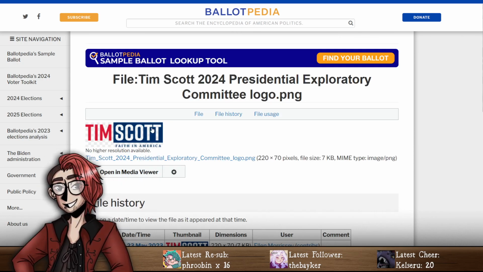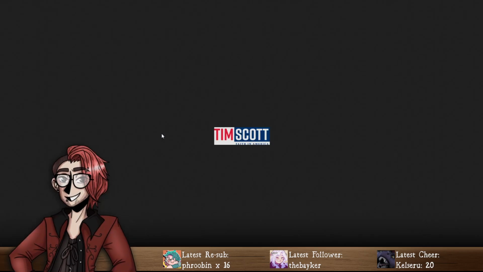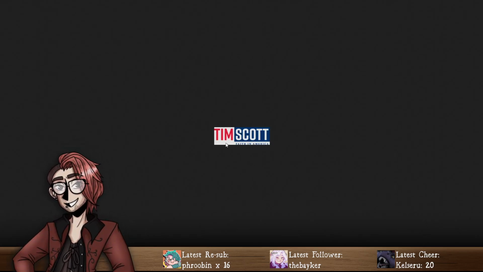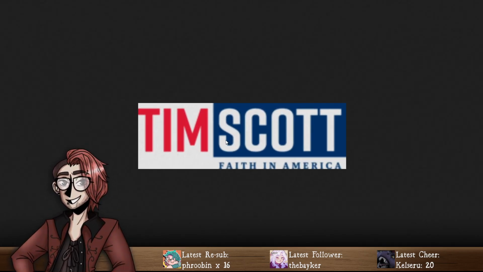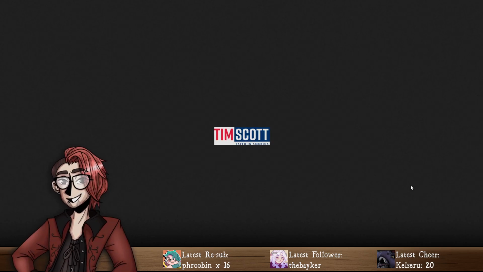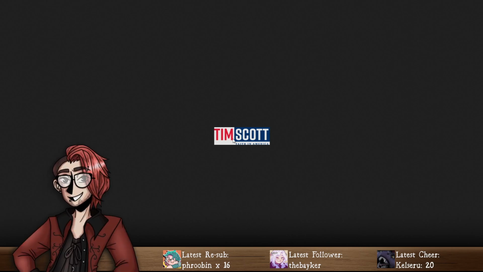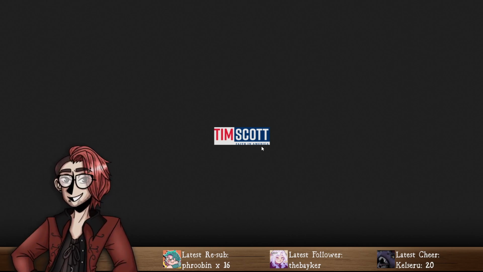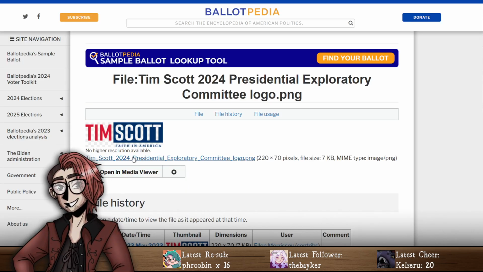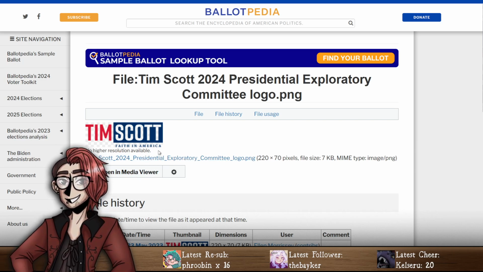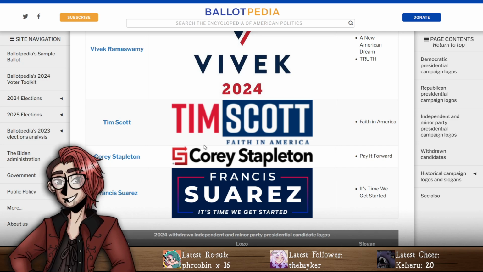Tim Scott, I've got nothing to say about you, Tim Scott. I've seen this exact logo 7,000 times with presidential candidates. And the cutoff at the bottom is so bad. That might just be Ballotpedia's version, but the cutoff at the bottom is so bad. That's going to cut off all them letters.